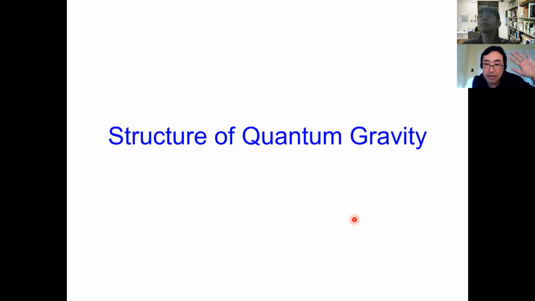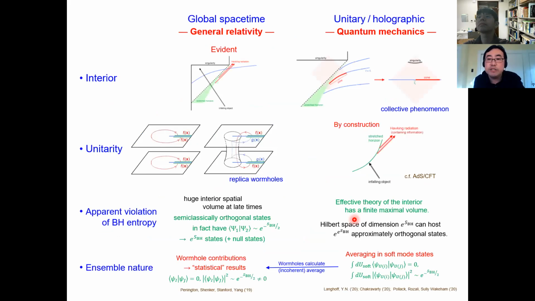Okay, so now a couple of slides. The structure of quantum gravity. So now we're learning that you have very different descriptions in the existence of a horizon or black hole. One is based on global space-time, which is almost the general relativistic picture, and then the interior is evident because I started from global space-time. But unitarity is recovered because of non-perturbative effects of gravity. On the other hand, if you start from a manifestly unitary, holographic picture, then unitarity is, of course, almost by construction, but the interior has to be emergent as a collective phenomenon of these clouds, and sometimes early radiation as well.